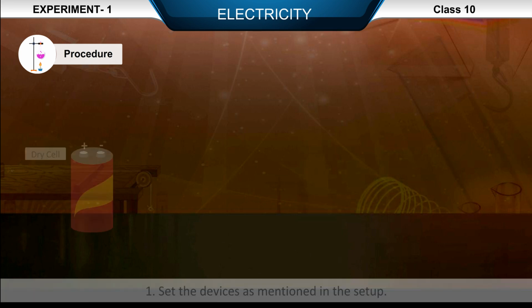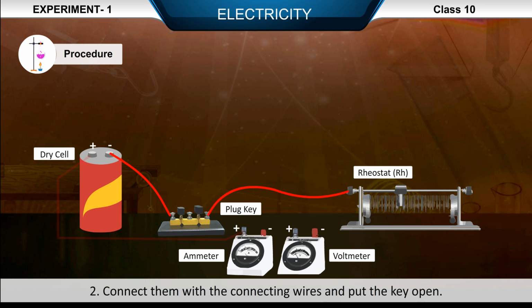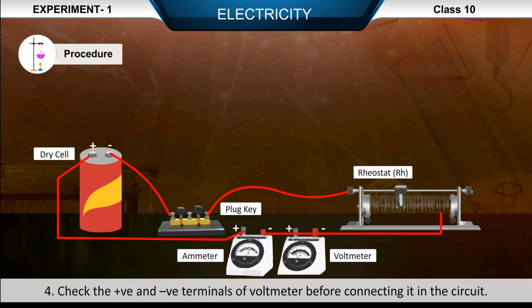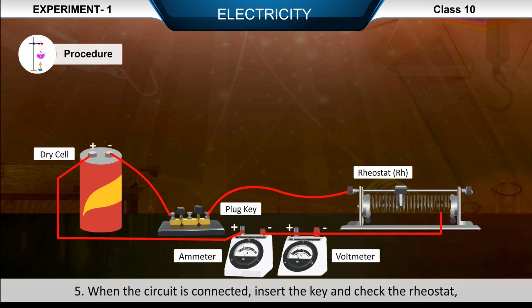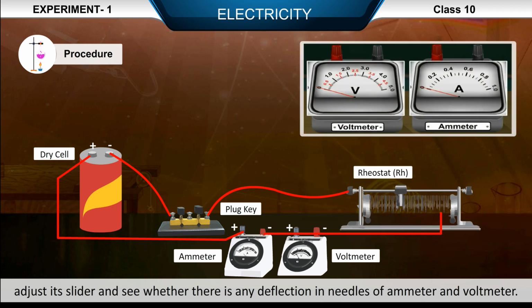Procedure. 1. Set the devices as mentioned in the setup. 2. Connect them with the connecting wires and keep the key open. 3. The positive terminal of the battery is connected to the positive terminal of the ammeter. 4. Check the positive and negative terminals of the voltmeter before connecting it in the circuit. 5. When the circuit is connected, insert the key, adjust the rheostat slider, and see whether there is any deflection in the needles of ammeter and voltmeter.